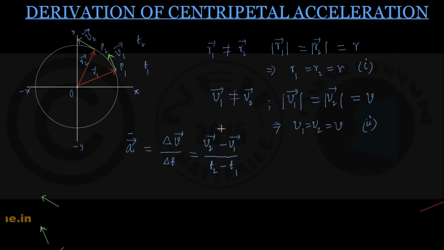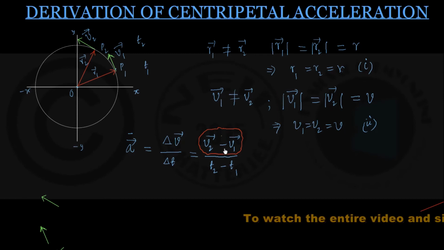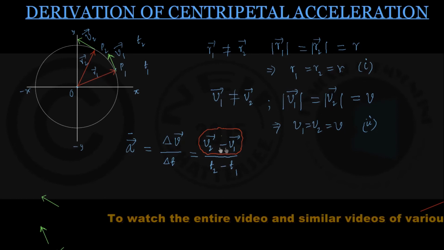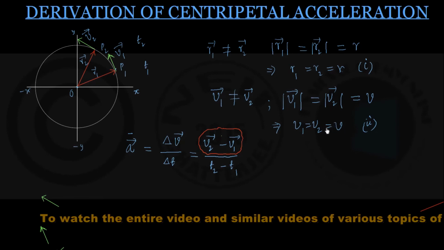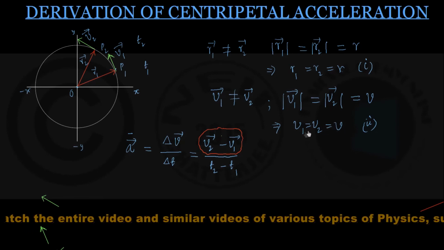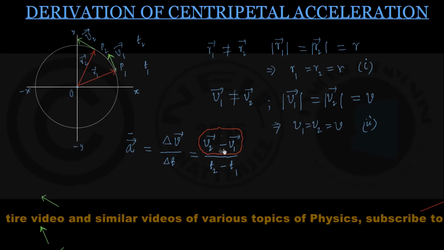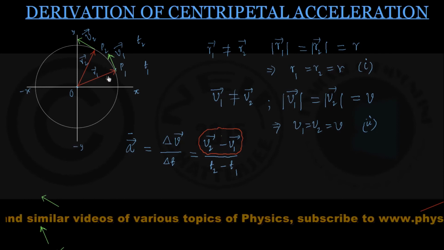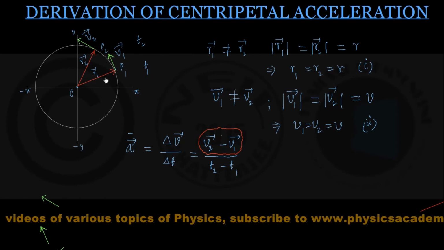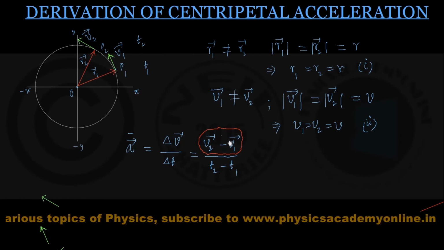The most interesting part about this expression is that we have a vector subtraction, v2 minus v1. This is not a simple arithmetic subtraction like 5 minus 3 or 10 minus 2. It's a vector subtraction because the crux of the problem is both v2 and v1 have the same numerical value. Maybe they are both 5 meters per second. So numerically they are the same. But why are they different? Because they have different directions.